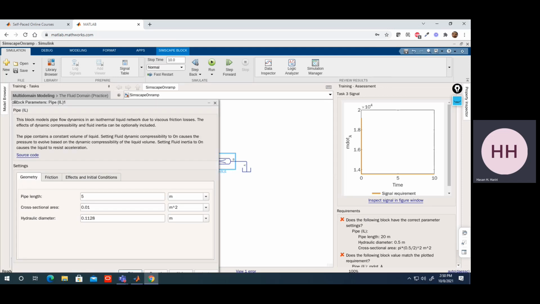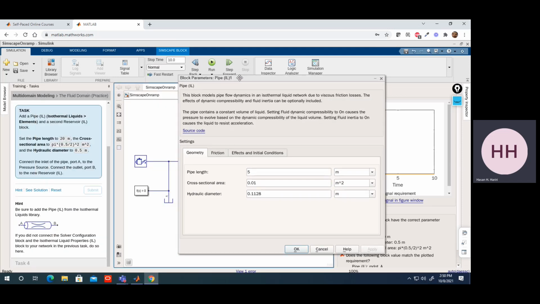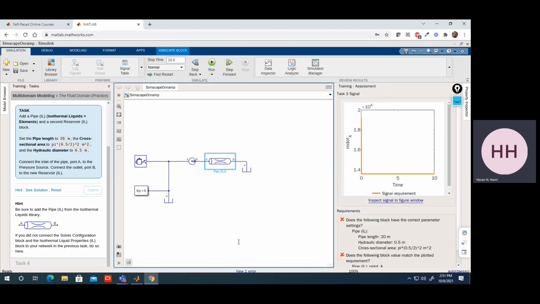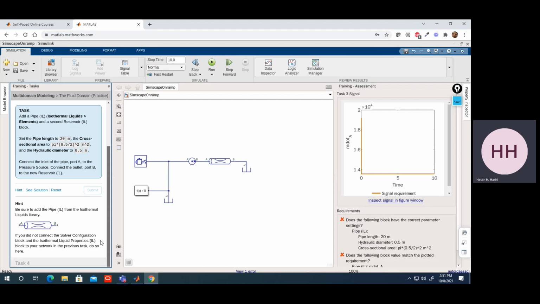Now when you click on it, it makes more sense, saying pipe length of 20 now, cross-sectional area of pi times 0.5 over 2 squared, and hydraulic diameter of 0.5. All right, so here we go, as simple as that. Yeah, so of course that hint helped us a bit.